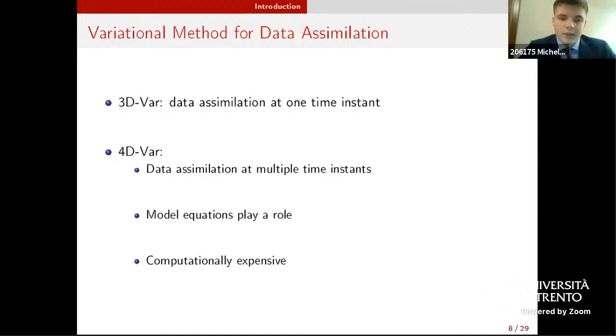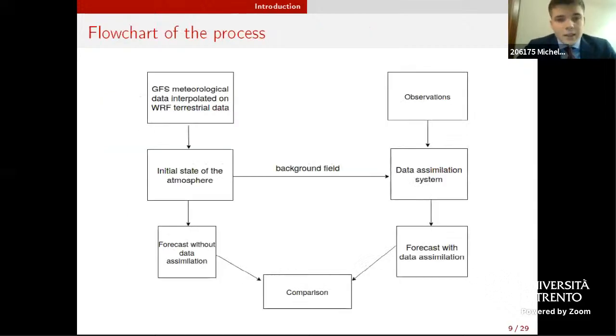So due to these features, this technique is more computationally expensive than 3D-Var, and this is taken into account in the study in terms of the computational time. In the study, meteorological data come from the Global Forecast System, GFS. They have their own resolution, so they are interpolated on the WRF model grid.